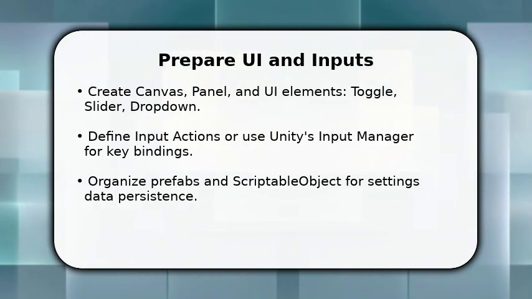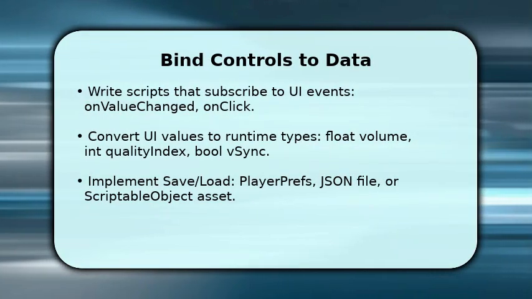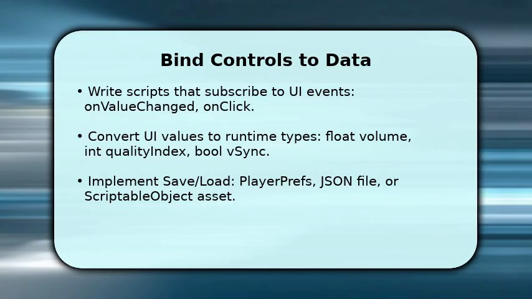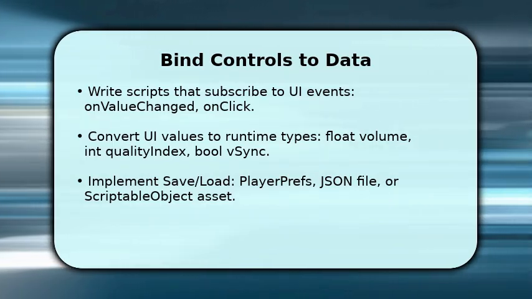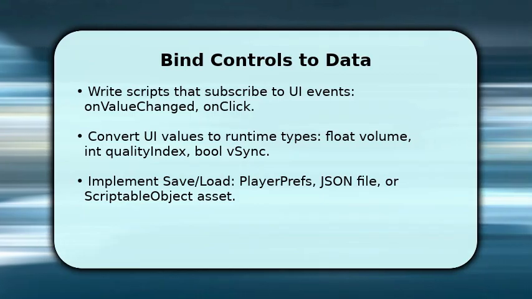Now connect UI events to behavior. In Awake or OnEnable, subscribe to onValueChanged and onClick so UI updates runtime settings immediately. Convert control outputs to proper types. Map slider to volume, float 0 to 1, drop-down to quality index, int, toggle to Boolean vsync. Make methods that apply settings to audio mixer, quality settings, and screen so changes take effect. Also implement save and load using PlayerPrefs or JSON.